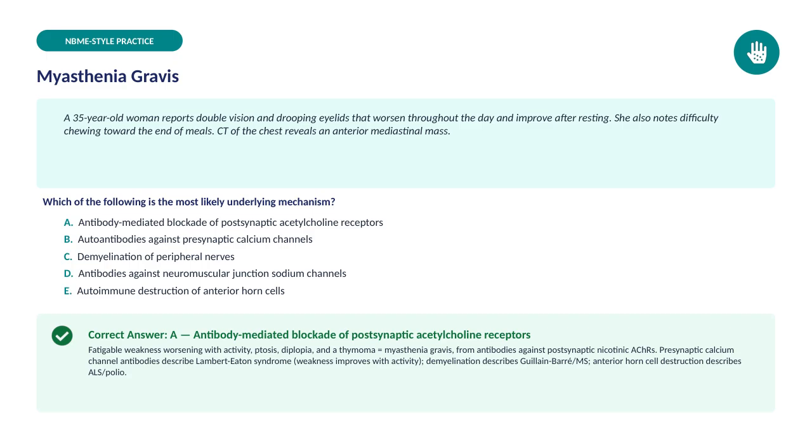The underlying cause is an autoimmune process where antibodies block the postsynaptic acetylcholine receptors at the neuromuscular junction, preventing normal muscle contraction. This distinguishes it from other neuromuscular disorders like Lambert-Eaton syndrome, which involves antibodies against presynaptic calcium channels and typically improves with activity, or diseases with peripheral nerve demyelination and anterior horn cell destruction. Myasthenia gravis features weakening muscles that improve with rest because the antibodies impair signal transmission at the receptor level.